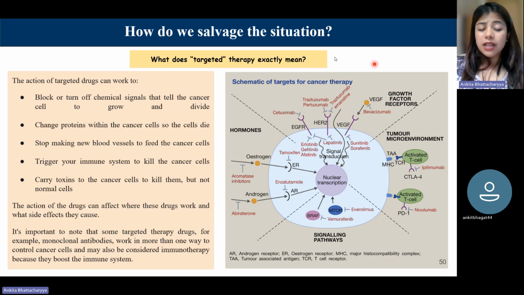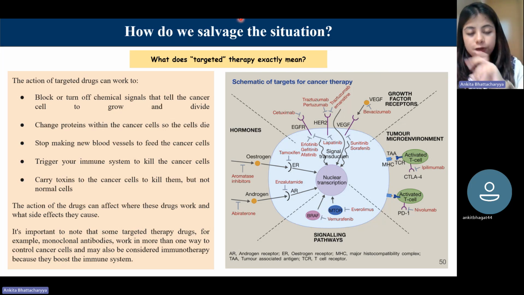Now, the action of targeted drugs, how do they work? Despite the fact that, yes, there are a number of challenges, how do they exactly work? First of all, they are able to block or switch off chemical signals which tell the cancer cell to grow and to divide. What does this mean? It means it blocks the signaling circuitry.